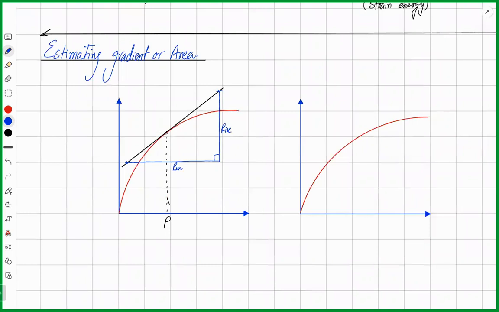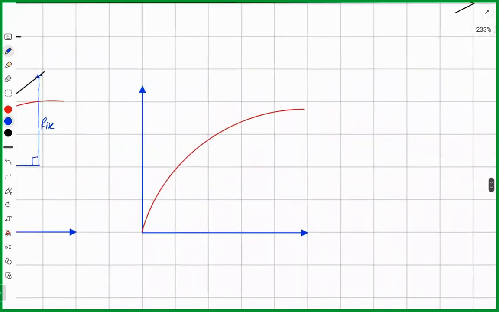Mathematically, we can use derivatives and integrals to find areas and gradients, but the problem is that that is not part of our syllabus in physics. So we don't discuss them, but there are methods to find the exact area as well, but we are not doing them right now.